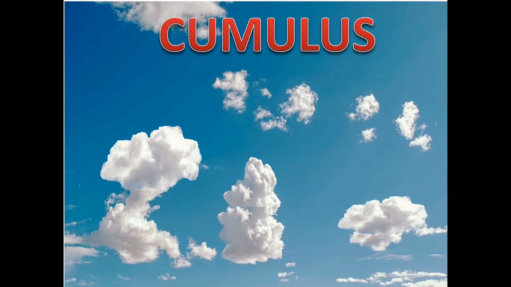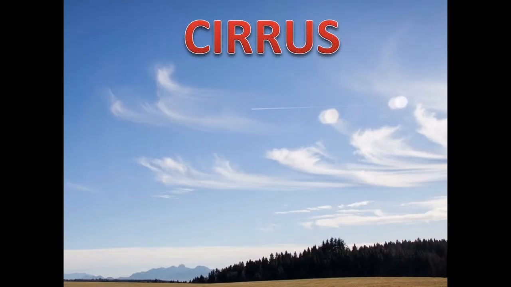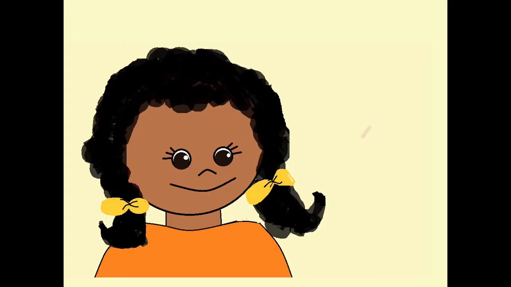But keep an eye on them. If they pile up too high, they can bring on thunderstorms. These are cirrus clouds. They are found high up in the sky, and they are thin, wispy white clouds that the sun can pass right through. Cirrus means hair curl, and that's just what these clouds look like.